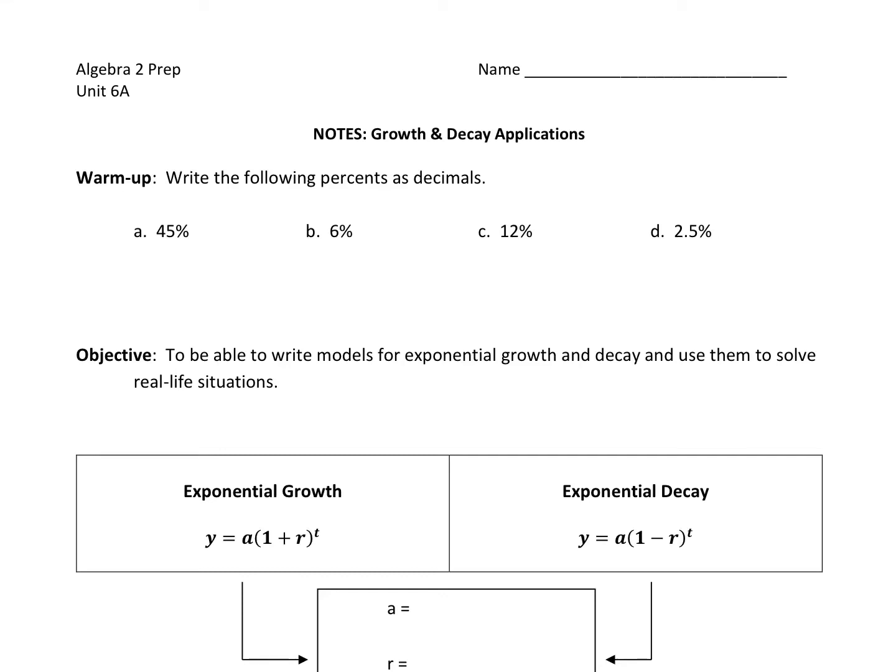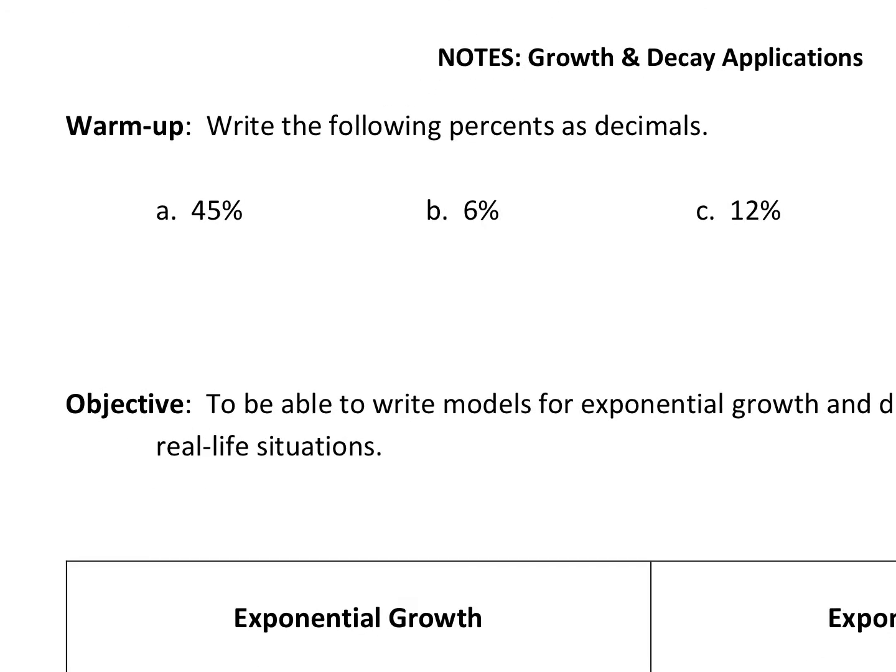In this video, we are going to talk about applications of exponential growth and decay. But before we do that, we need to do a little warm-up of how we convert percents into decimal form. So anytime we have a percent, I'll illustrate this first one, we know that the decimal point would technically occur after the 45. It'd be 45.0.